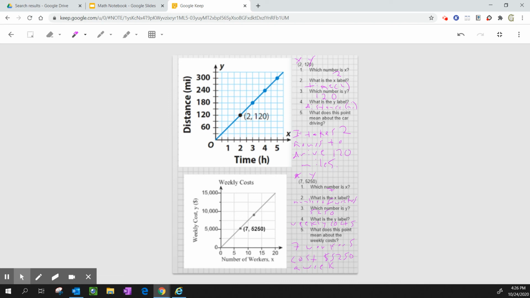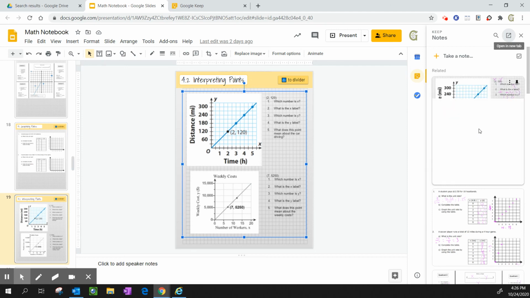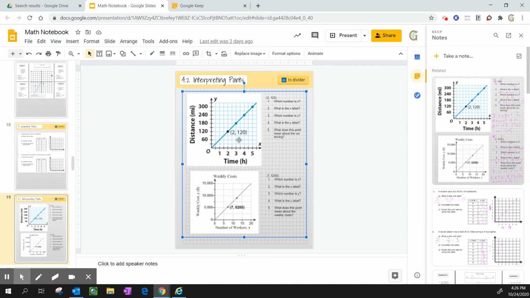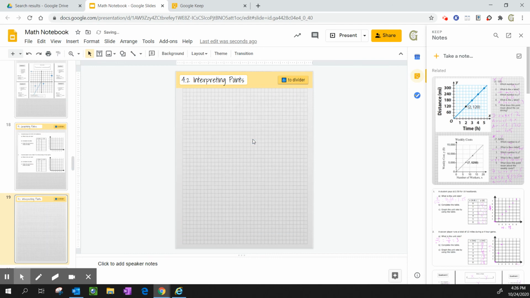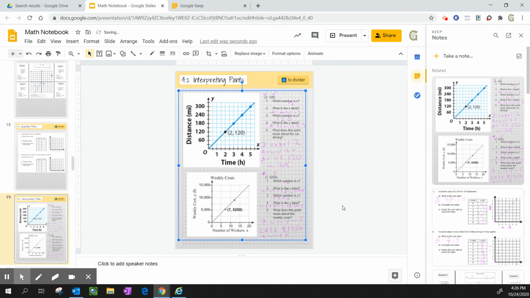Again, the question eventually is going to be, what's the unit rate here? How much does it cost for one worker in a week? But that's what we'll work on in the next couple of days. So right now, your takeaways are finding the numbers, finding the labels, and then interpreting what those points mean. So we'll go back on my notebook. We'll go ahead, copy, delete what's there, paste, and there's my notes.